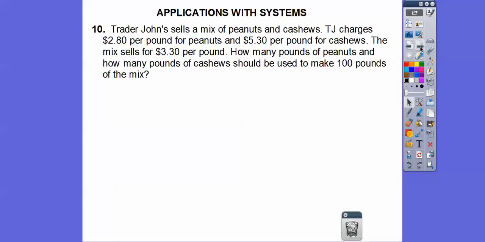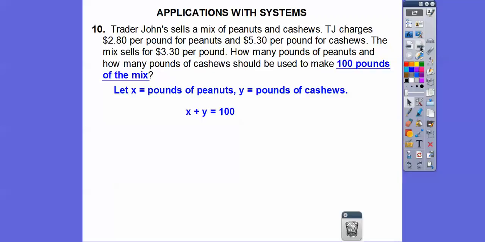Trader John's sells mixed nuts of peanuts and cashews. So TJ's charges $2.80 per pound for peanuts and $5.30 per pound for cashews, and the mix sells for $3.30. How many pounds of peanuts and how many pounds of cashews should be used to make 100 pounds of the mix? Okay, I think I just solved for cashews. Anyways, we'll get it, no problem. So they told us 100 pounds altogether of the mix. So how many pounds of peanuts plus cashews is going to be a mixture of 100 pounds?